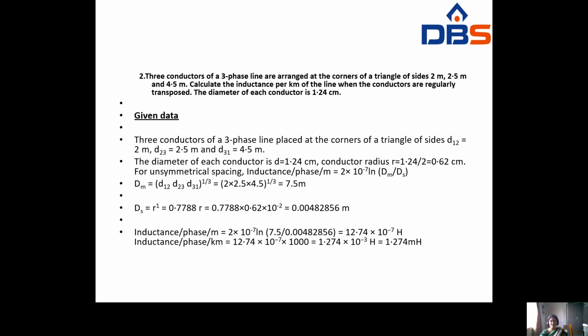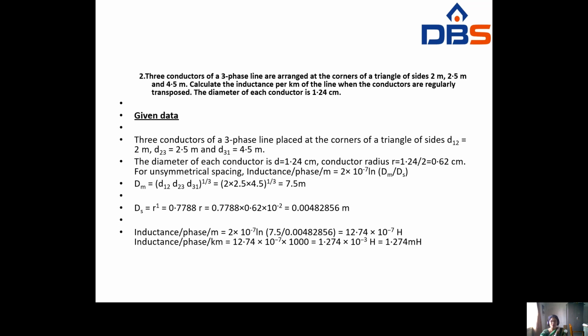What is the formula for inductance per phase per meter? It is 2 into 10 to the power of minus 7 ln of Dm by Ds, where Dm means mutual GMD and Ds means self GMD. The mutual GMD value is 7.5 meters and the self GMD value is 0.00482856 meters. Substituting all these values in the equation, we get 2 into 10 to the power of minus 7 ln of 7.5 by 0.00482856.